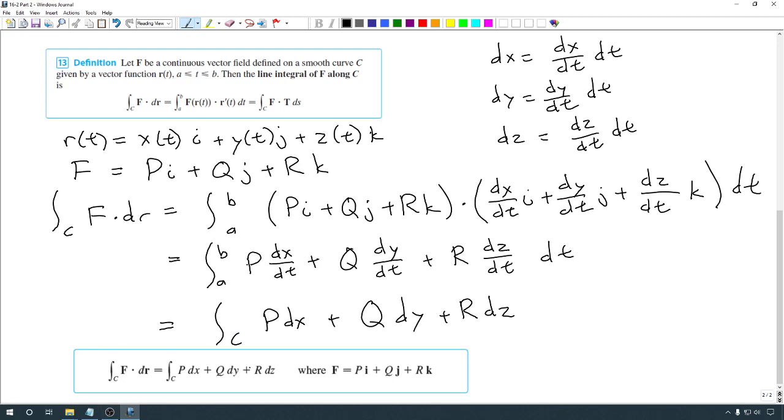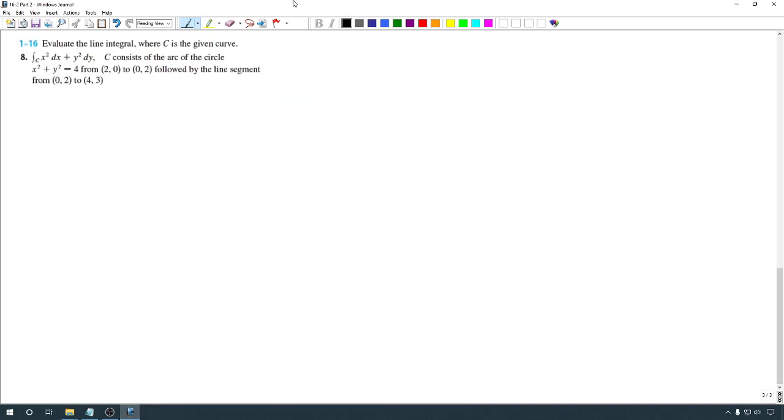So most problems, well, some of the problems will be written in this different form. Some of the problems they'll give you the vector field and the curve. We want to be able to swap between them. Mostly I'll be taking things and putting them into this new form with the PQR. So let's see how this works in practice. We'll look at problem 8.